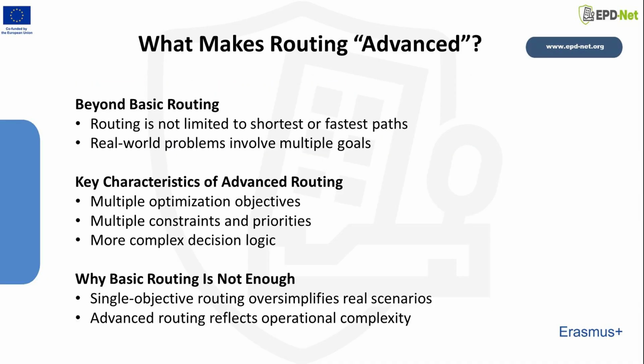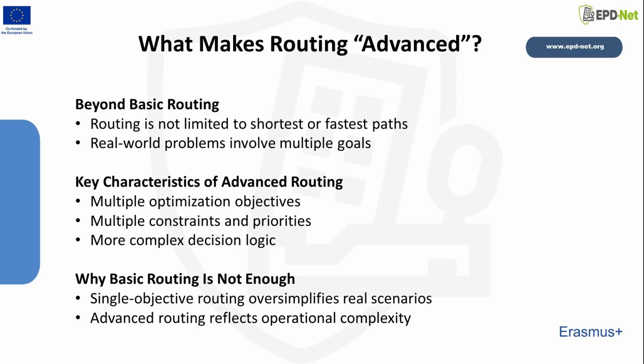Routing becomes advanced when it goes beyond calculating a single shortest or fastest path. In real-world scenarios, routing problems often involve multiple goals that must be considered simultaneously, rather than relying on a single optimization criterion. Advanced routing is characterized by the presence of multiple optimization objectives, various constraints, and more complex decision logic.